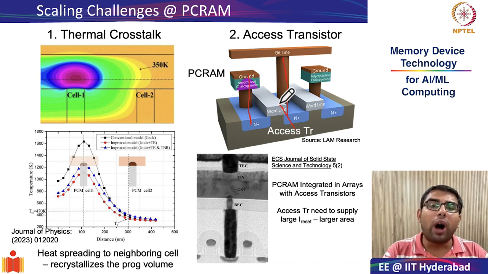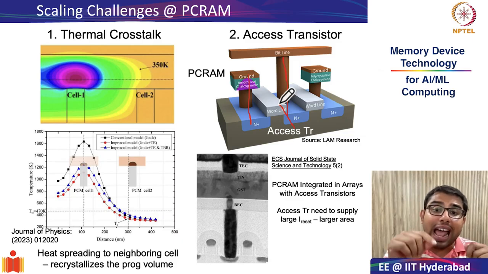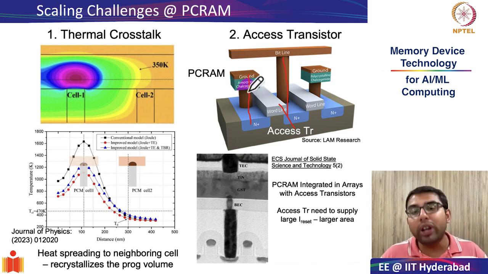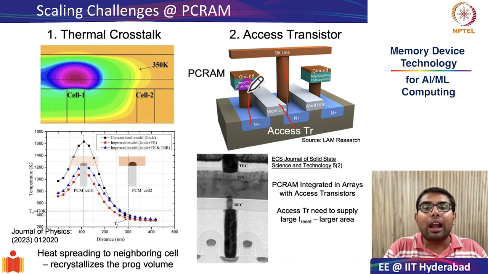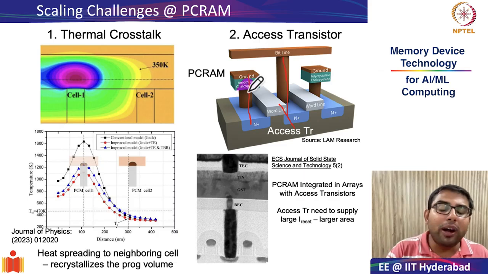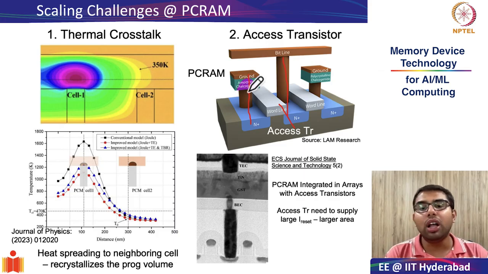Now you may ask, why do we need these access transistors? Remember, we have to supply large reset currents. That was one of the bottlenecks in PC RAM technology, because PC RAM is essentially driven by thermal Joule heating. Now, if we want to supply a large amount of reset current, the access transistor which is going to supply this current to the PC RAM cell also needs to become large. As we know, the larger the current drivability requirement, the larger should be the area of your access transistor.